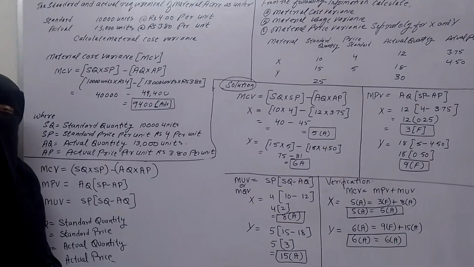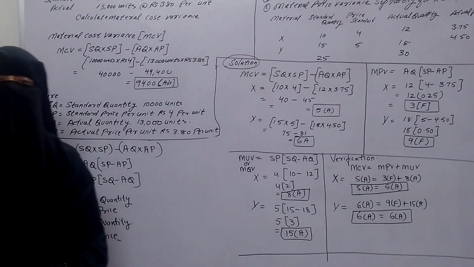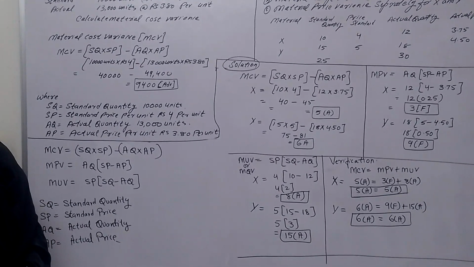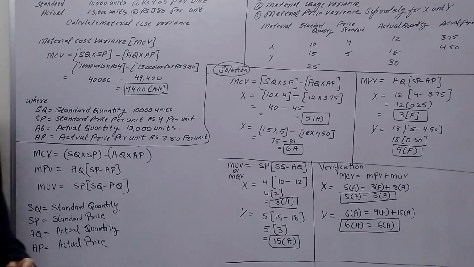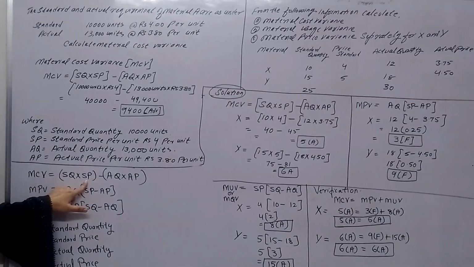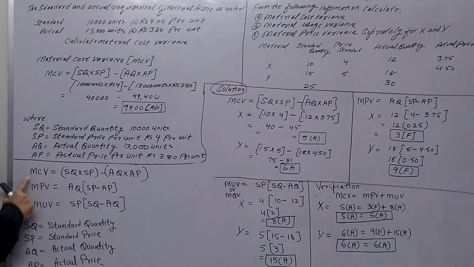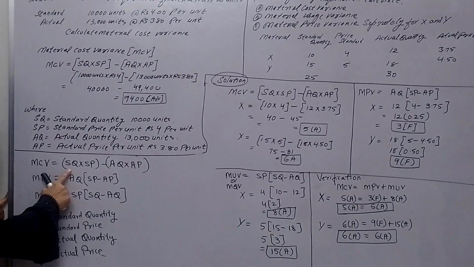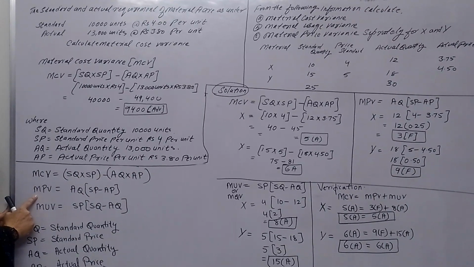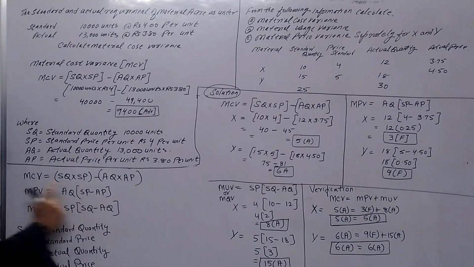Under material variances we have five types: material cost variance, material price variance, material usage variance, material mix variance, and material yield variance. The formulas: SQ is the standard quantity, SP is the standard price. MCV, material cost variance: SQ into SP minus AQ into AP. MPV, material price variance: AQ bracket SP minus AP.